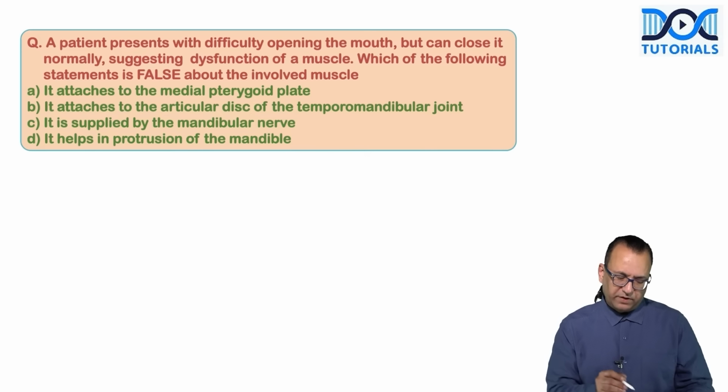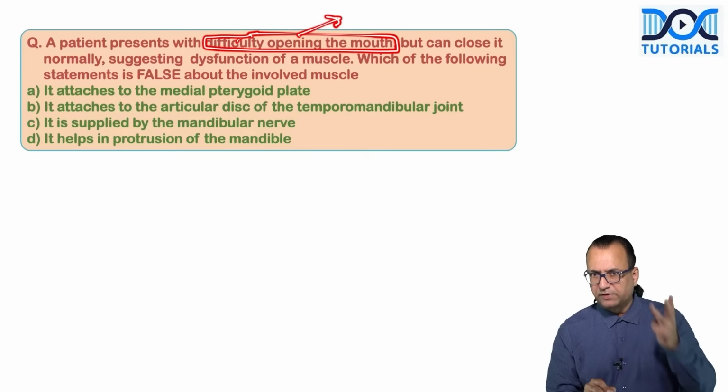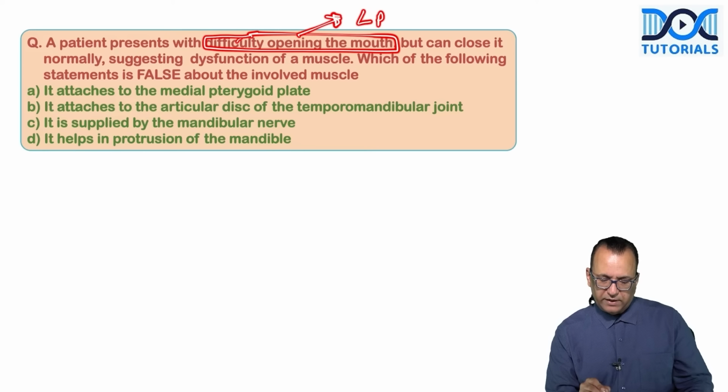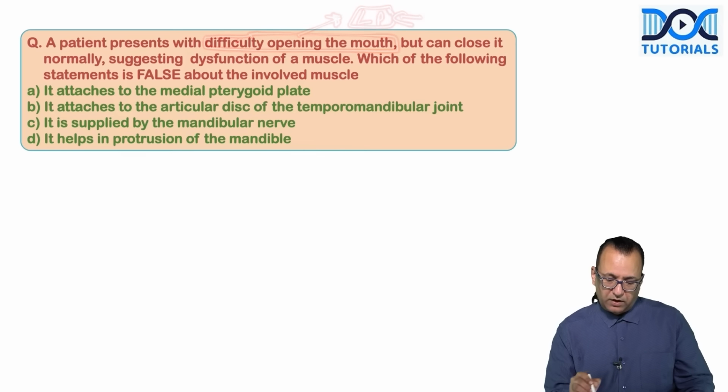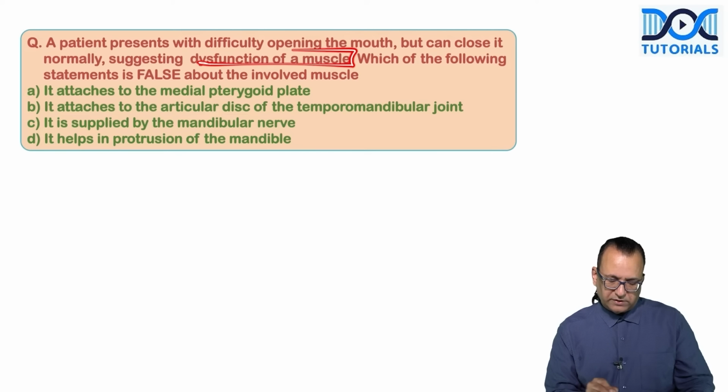Patient presenting with difficulty in opening the mouth means depression of the mandible. There are three depressors: specifically lateral pterygoid, but also muscles attaching the mandible with the hyoid, that is mylohyoid and anterior belly of digastric. There are three elevators also, MTM elevators, but they are for closing the mouth: masseter, temporalis, medial pterygoid. So this is mostly lateral pterygoid they are talking about, because closure is fine. So MTM elevators are working fine.